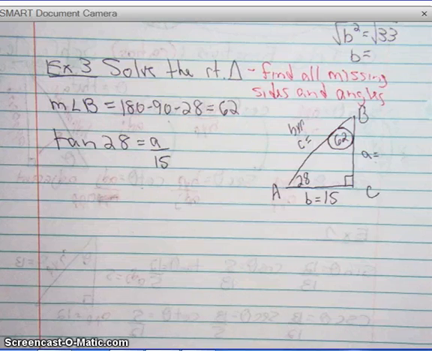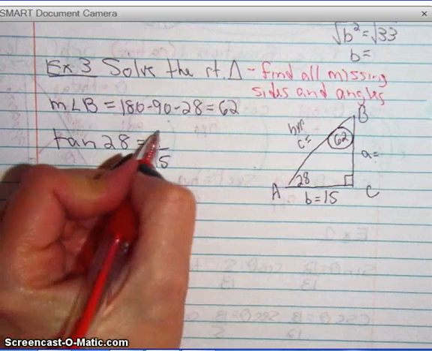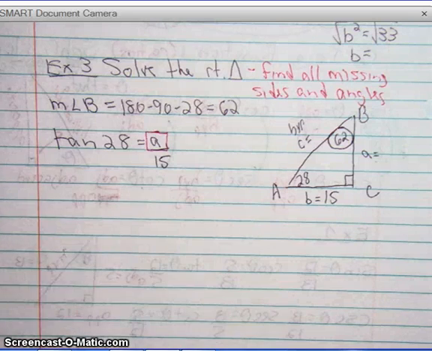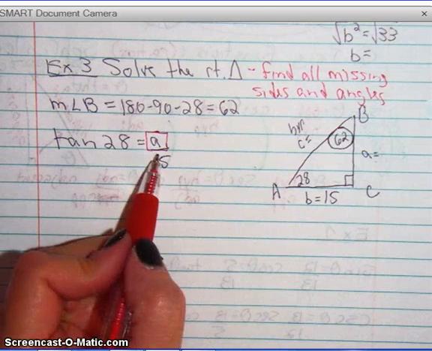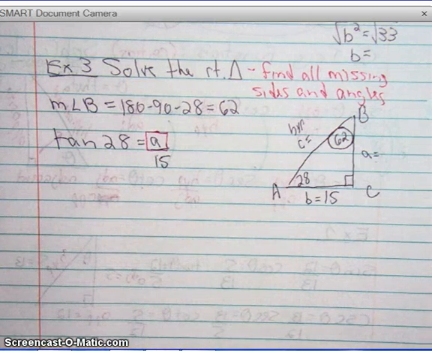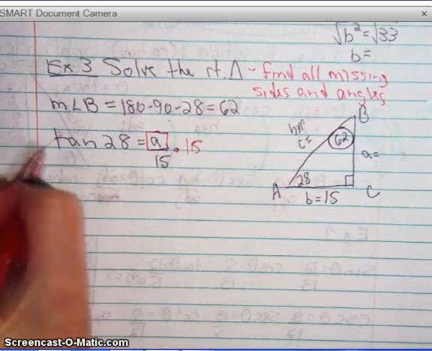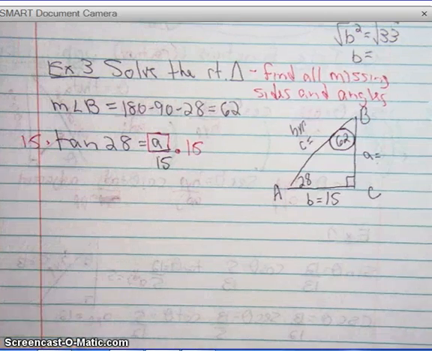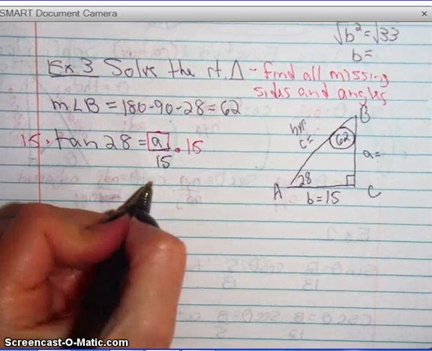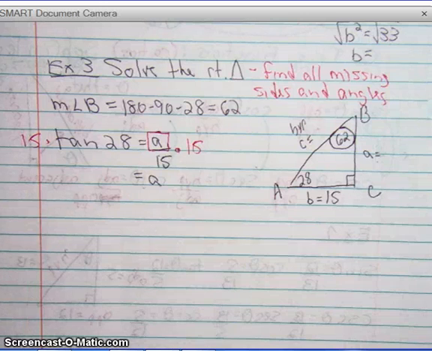So now, master solvers that you are, box in A, we want to get rid of divided by 15. Drew, what's the inverse operation of dividing by 15? Multiply by 15. And this is where it's such a big deal that your calculator is in the right mode.